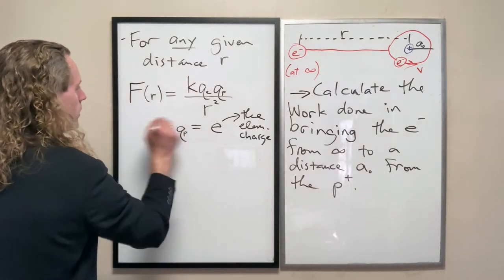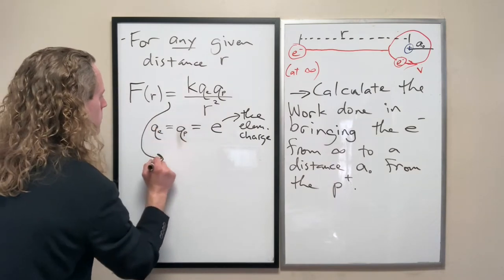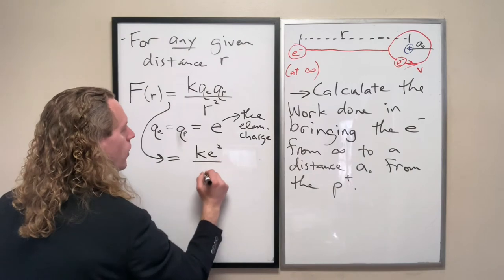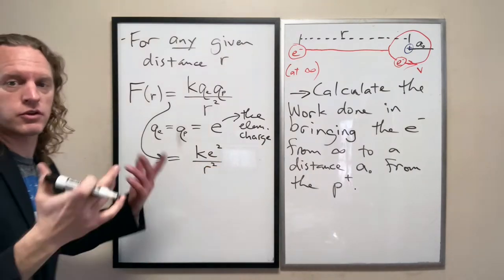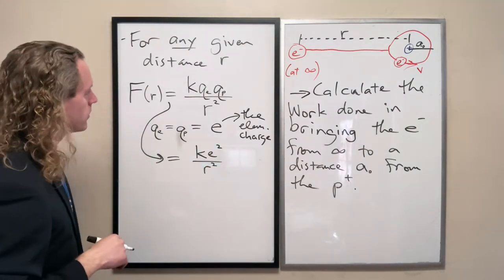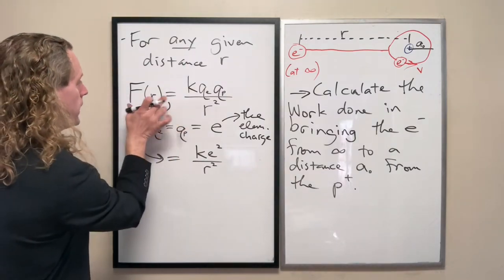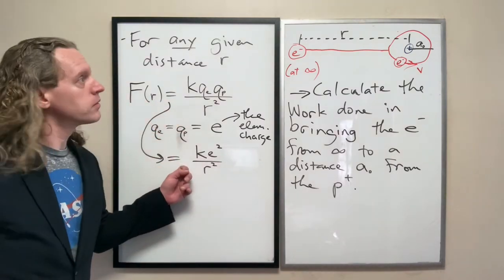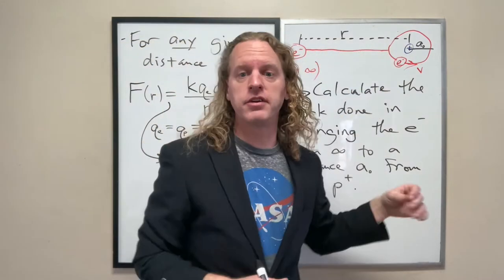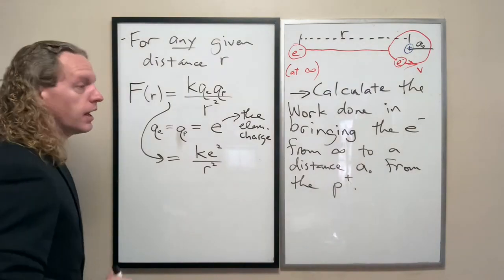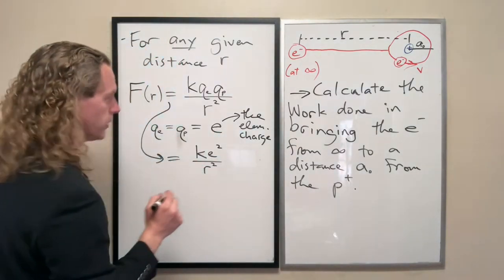So this becomes KE squared over R squared, which is quite simple to deal with. And now what I'm gonna do is we're gonna integrate this force across this distance, infinity to A naught. And that's exactly the work we have done on it.